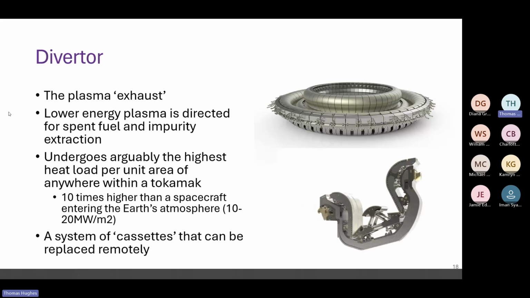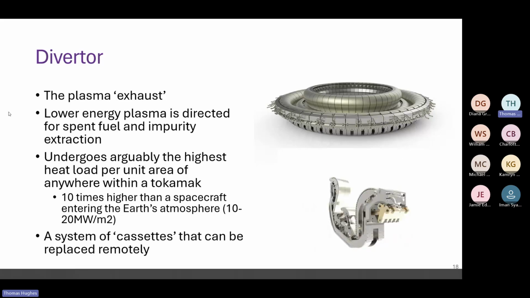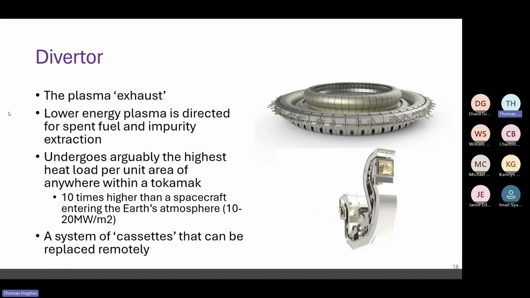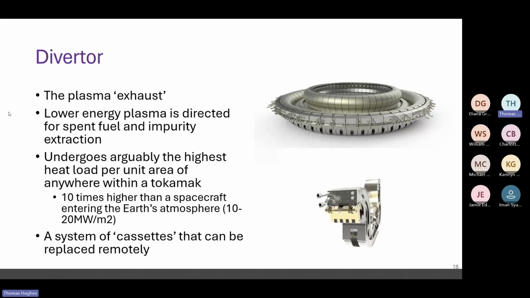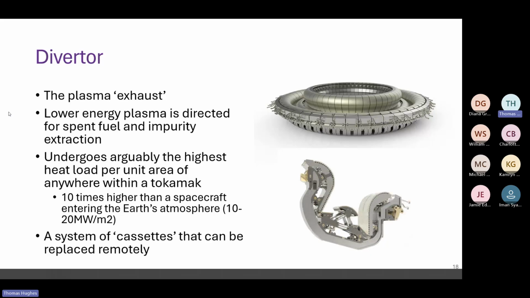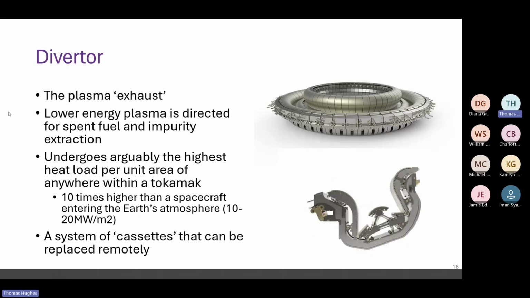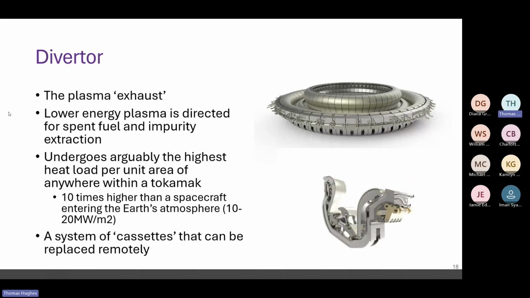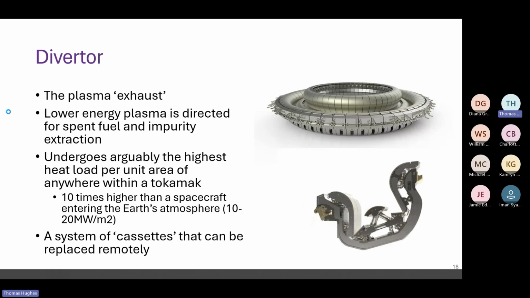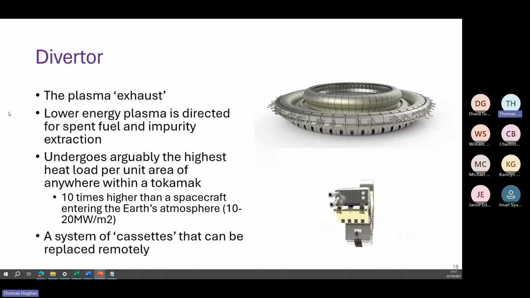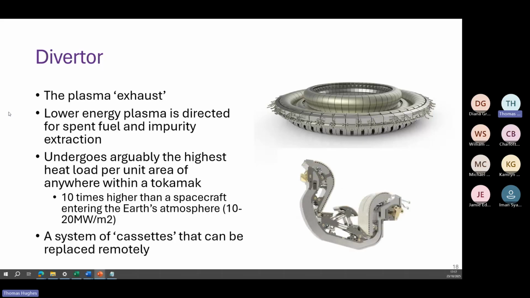And even the walls of the reactor get eroded over time, or evaporated even. You don't want that in your plasma, so you want to get it out somehow. It arguably undergoes the highest heat load per unit area of anywhere within a tokamak. So yeah, 10 times higher than a spaceship entering the Earth's atmosphere. It's ridiculous. The amount of heat and energy directed towards a fairly small part is nuts.